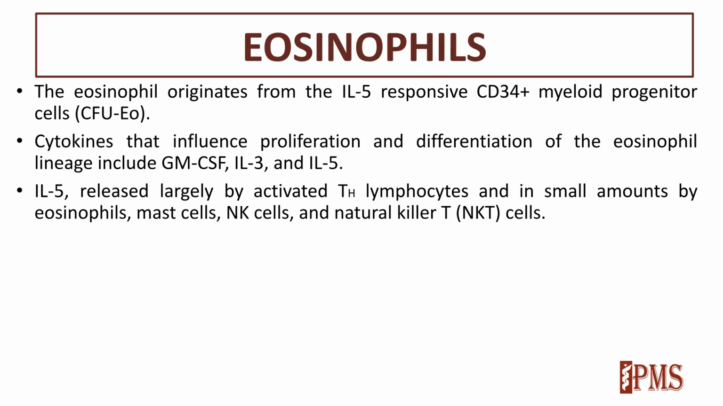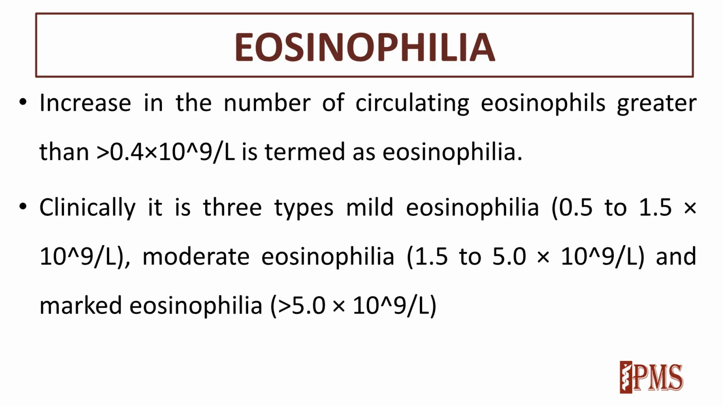The eosinophil originates from IL-5 responsive CD34 plus myeloid progenitor cells. Cytokines like GM-CSF, IL-3, and IL-5 influence their proliferation and differentiation. IL-5 is primarily released by activated Th lymphocytes and in small amounts by other cells.